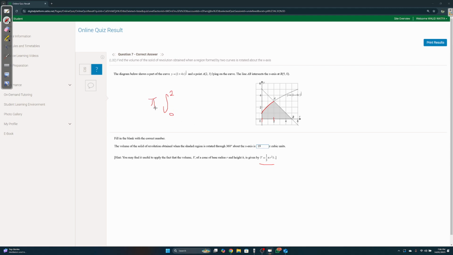pi, of course, of the function squared. So 1 plus 4x to the half, all of that squared, and the 2 cancels with the half because it's a power multiplied by a power. So you can get integral 0 to 2 of 1 plus 4x dx. Pi is outside, of course.